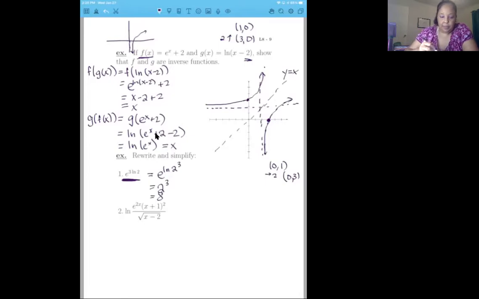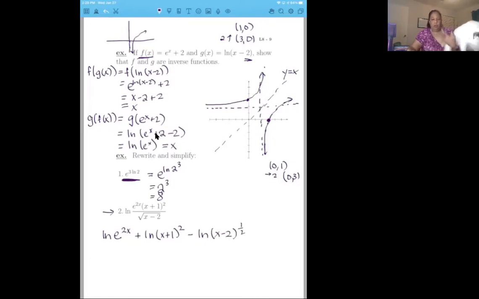All right, now this one, number 2, I'm going to write as several logarithms. All right, if they're being multiplied, I can write them as addition. If they are divided, I can write it as subtraction. So I have natural log of e to the 2x plus natural log of x plus 1 squared. And I'm going to write this one as x minus 2 to the 1/2. All right, I'm going to write that square root as a power. All right, now I'm going to bring all the exponents out in front.